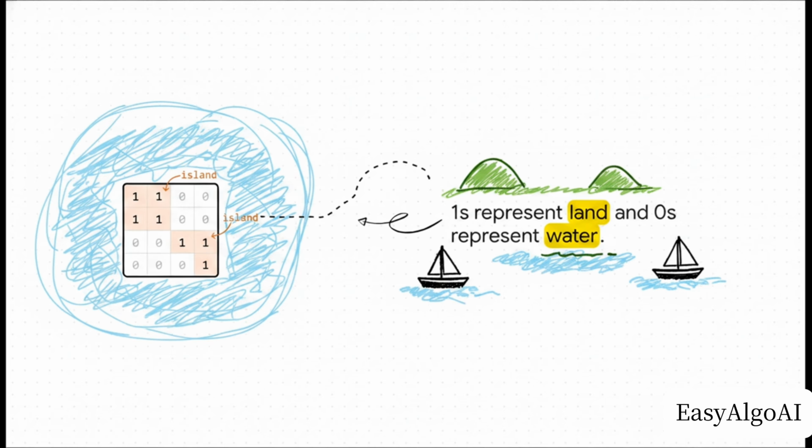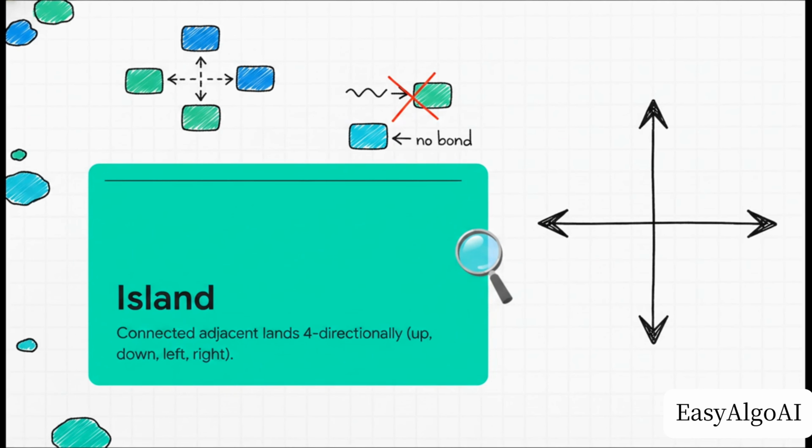Like, if you look at this specific example, you can pretty clearly spot exactly 2 distinct islands floating out there in the water. But wait, what actually makes an island in this context? According to the rules, an island is formed by connecting adjacent lands, those ones, strictly 4-directionally. We're talking up, down, left, and right. That's it. If you've got a one that's diagonally adjacent to another one, no way, that doesn't count. They do not connect. It's a strict vertical and horizontal bond.